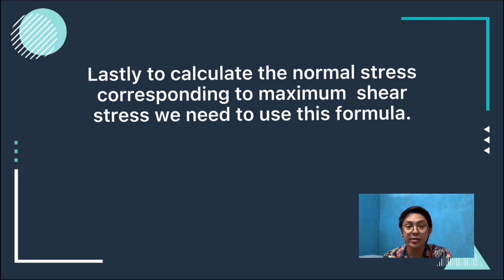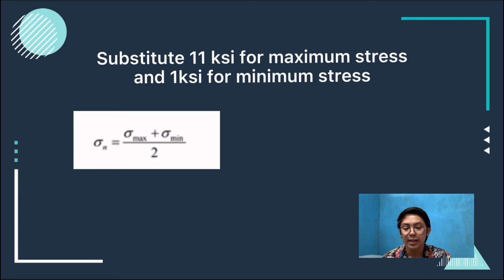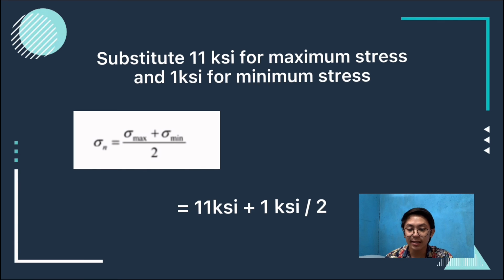To calculate the normal stress corresponding to the maximum shear stress, we need to use this formula. So the normal stress is equal to maximum stress plus minimum stress divided by 2. So we need to substitute 11 ksi for the maximum stress and 1 ksi for the minimum stress.